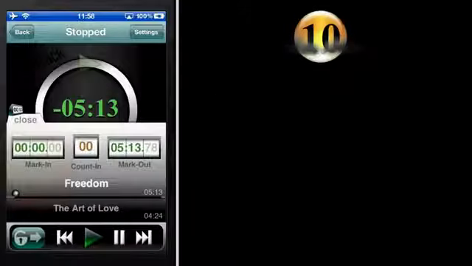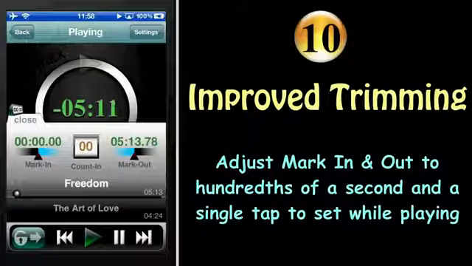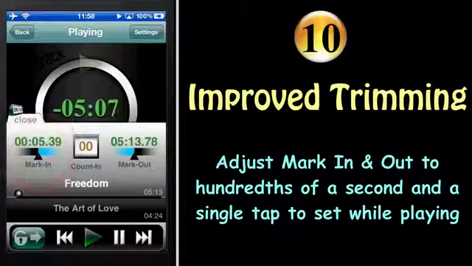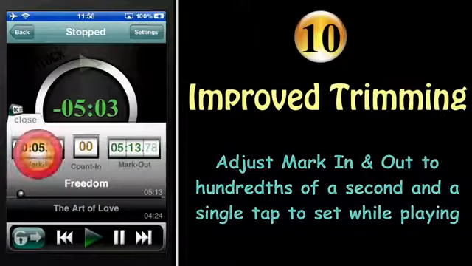Number 10 is a bit of polishing and refinement of the Mark In and Mark Out tab. Times are now editable down to hundredths of a second, and we have a simple one-tap move to register a mark when your track is playing. To reset a mark, merely stop the track, tap the time, and hit the red button to reset it.